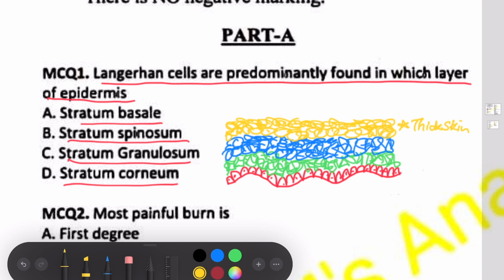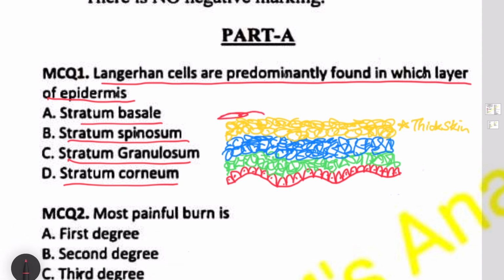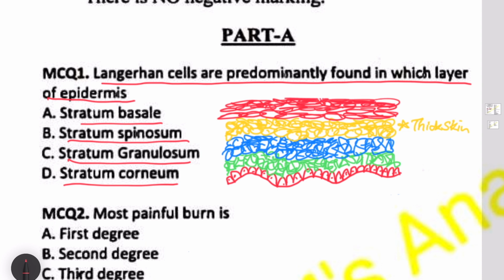Then the top layer is the flattened squamous cells. This is the thickest layer in both thin and thick skin, and it is loaded with the protein keratin. And because of these flattened cells on top, the epithelium of skin is called stratified squamous epithelium.